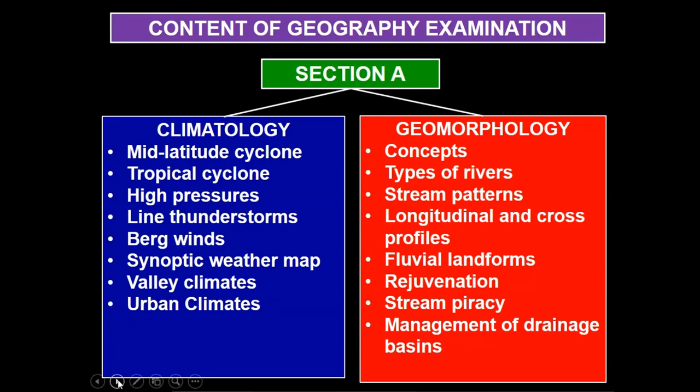paper one, we're going to just show you again. On Wednesday, I said to you that paper one is made up of climatology and geomorphology. But I'm not going to go through the climatology. We've done that. Then what do we need to know in geomorphology? Number one is the concepts, right? I'd like you to take this down so that you know exactly how it is set up.